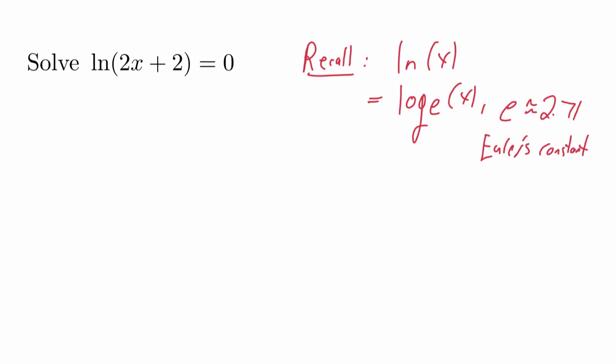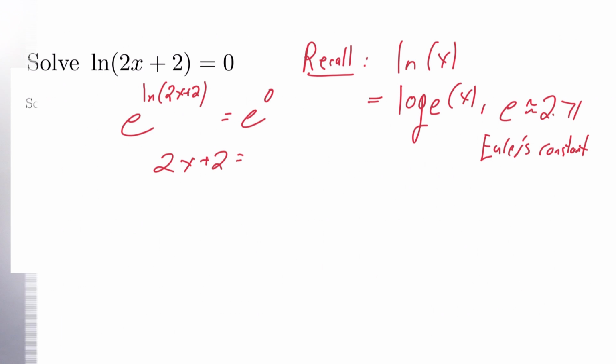Right? So what we'll do to solve this is we'll exponentiate. So I'll say that e to the natural log of 2x plus 2 equals e to the 0. So the left-hand side cleans up as 2x plus 2. But you might say, James, I know nothing about e. I don't even have a good approximation for it. How am I going to solve e to the 0? Well, it doesn't matter what that base was. Anything to the 0th power is 1.